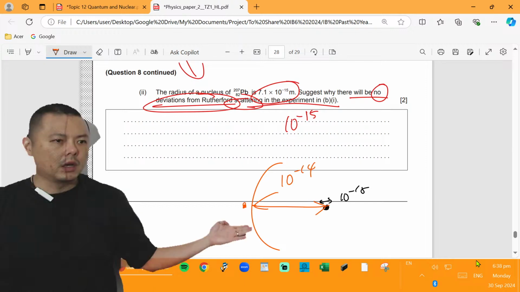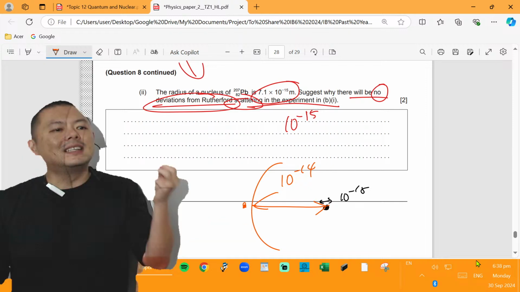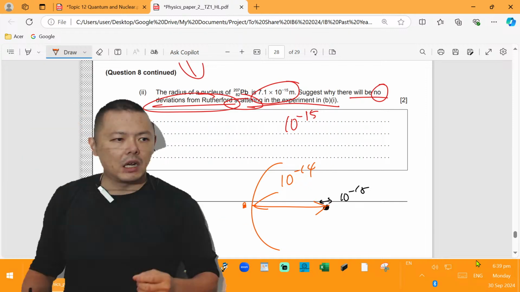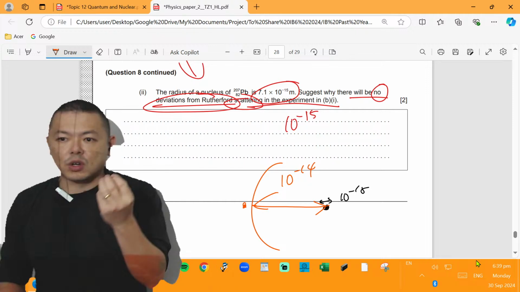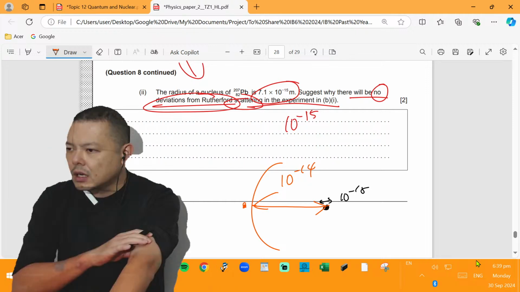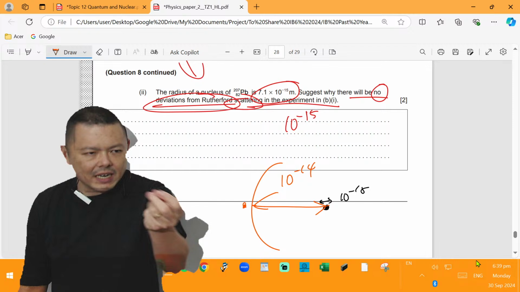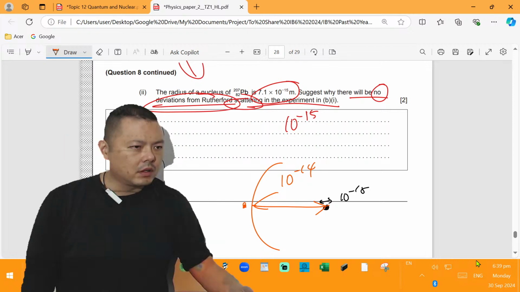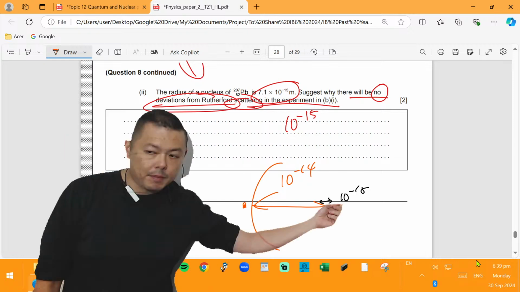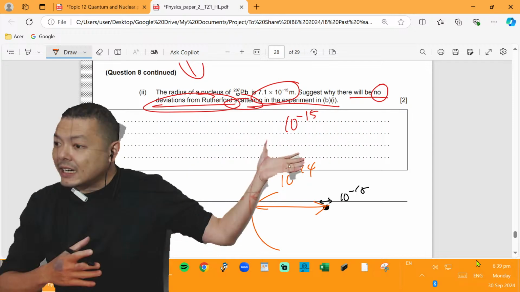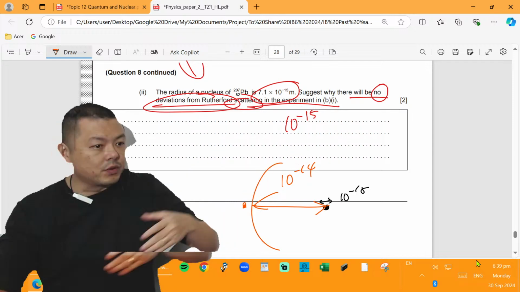Okay. The deviation from the scattering is caused by what? It's caused by the strong force. And what's the range of the strong force? Which is 10 to the power minus 15, right? If you write that down, your 2 marks is in the bag, solid for you, because that's exactly what it is.